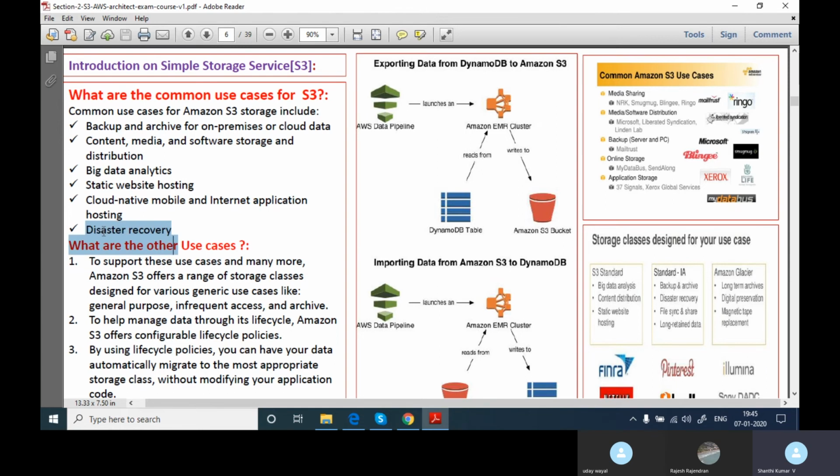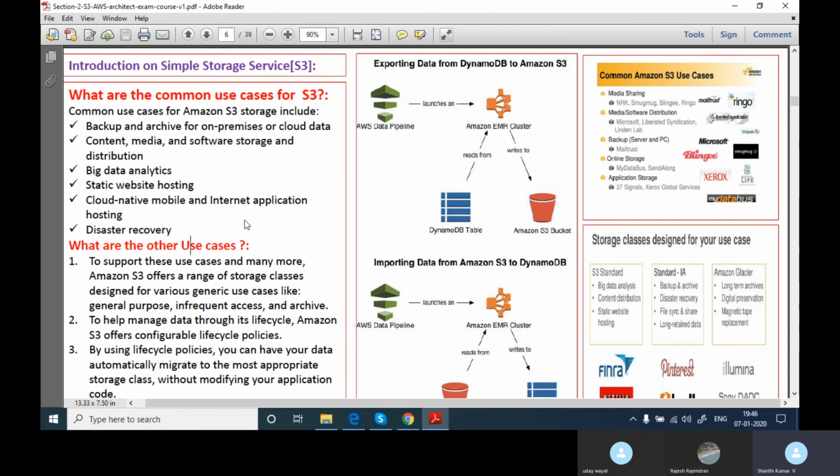Then disaster recovery. Why has disaster recovery come here? Because you are storing the files as a separate unit. S3 is a separate unit, nowhere connected to our virtual machines. It is an external service from AWS. So you store the snapshots immediately into S3. It is safeguarded there, even if the virtual machine collapses in the network.